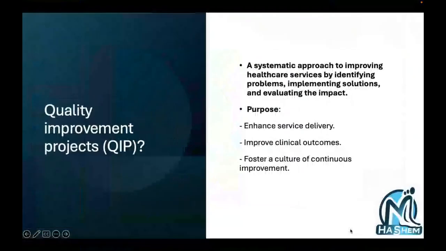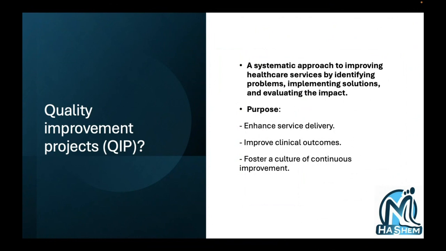So the second one is the quality improvement project. And the difference between the audit and quality improvement is that in quality improvement, you don't need to have a standard. Both of them aim to improve patient care, both aim for a qualified service, both aim to save your resources. But with audit, you must have a standard. You are not checking your practice in isolation. You check your practice against guidelines, against a standard. But with quality improvement, you don't need to have a standard.